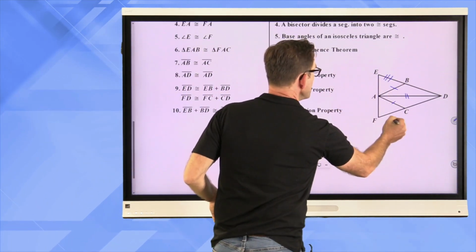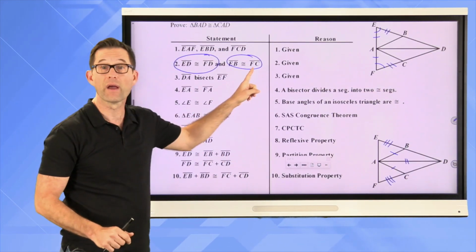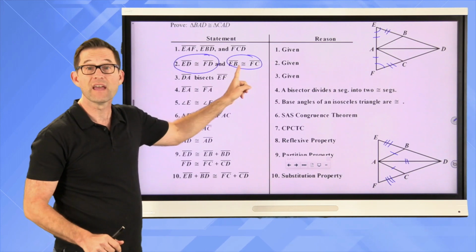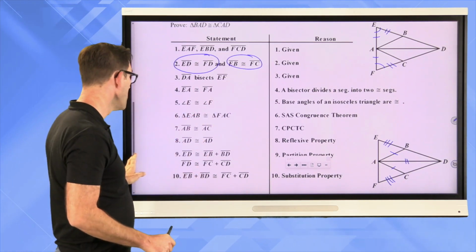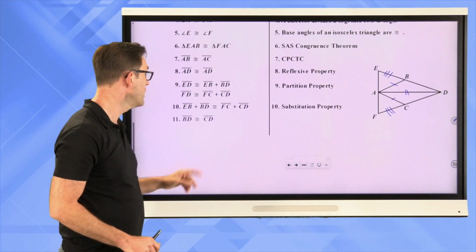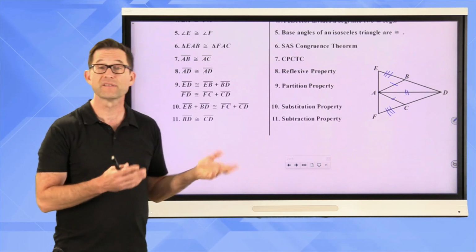Now, remember, I already know from up above that EB and FC are congruent, right? We know that these two are congruent. It is literally the given that's sitting right here. So now I'm going to take this given and subtract it from this line right here. I'm not going to write it down again, although you could. And I'm going to get BD is congruent to CD by the subtraction property.